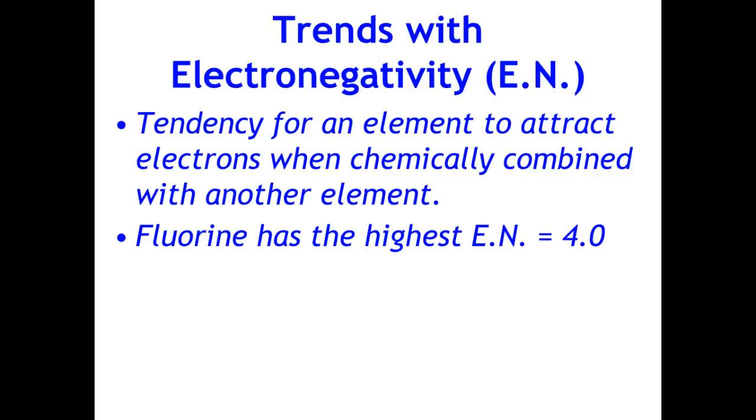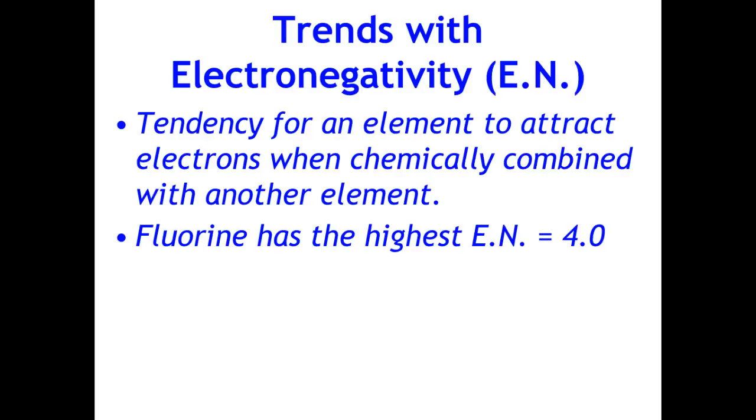So, electronegativity and the trend on the periodic table. First off, what is electronegativity? That is the tendency for an element to attract electrons when chemically combined with another element. But I want to say that again. The tendency for an element to attract electrons. Electronegativity. What are electrons? Negatively charged. So electronegativity is the attraction force that the atom has for other electrons.